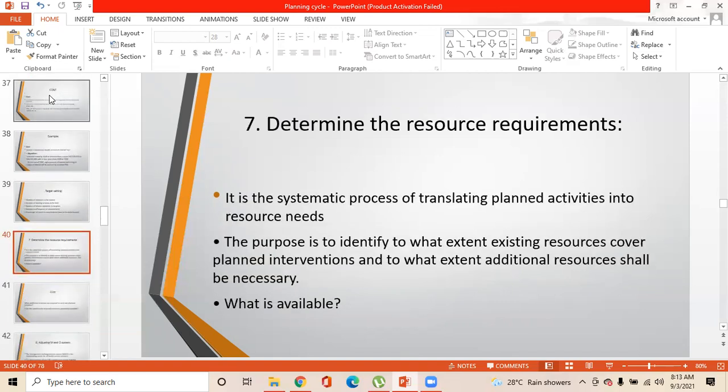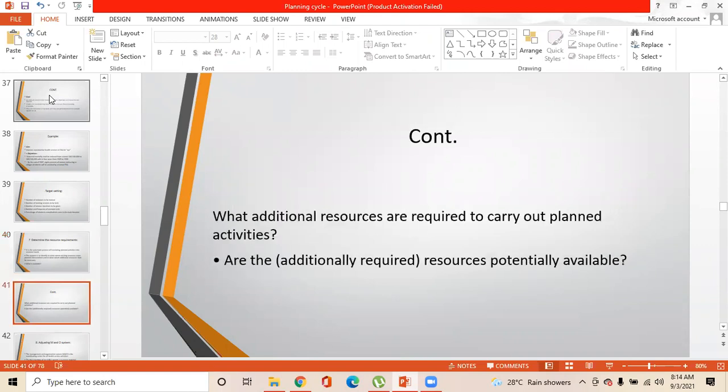Determine the resource requirement. It is the systematic process of translating planned activities into resource needs. The purpose is to identify to what extent existing resources cover planned interventions and to what extent additional resources shall be necessary, and what is available. What additional resources are required to carry out planned activities? Are they additionally required, like resources potentially available or not?